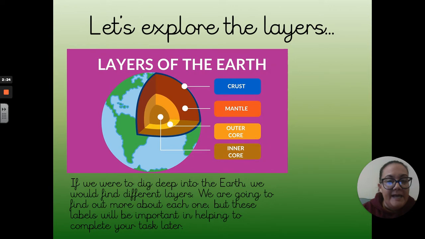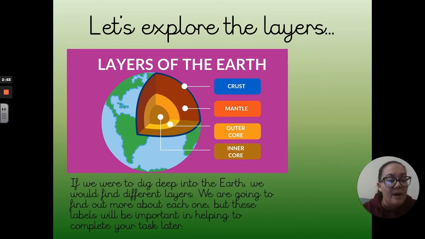If we were to chop through, I think of it as being layers of a cake. Each layer serves its own purpose and they might be different thicknesses as well. You can see from this image that you've got 4 specific layers. If we were to chop a section out of the earth, we would be able to identify 4 layers within it. Each one's got its own relative thickness. If we were to dig deep, we would find these layers.